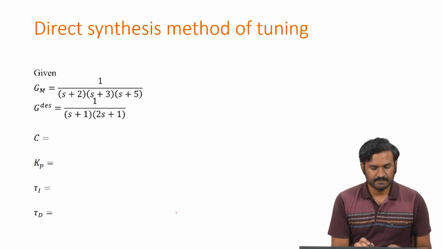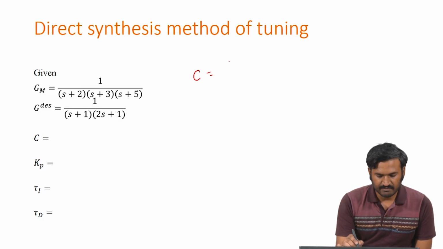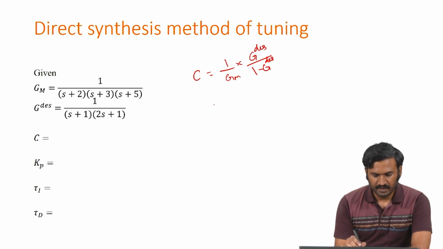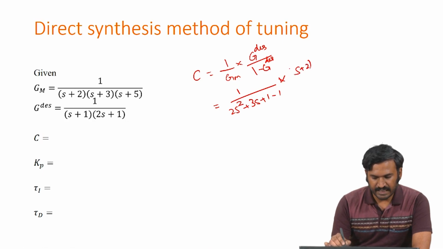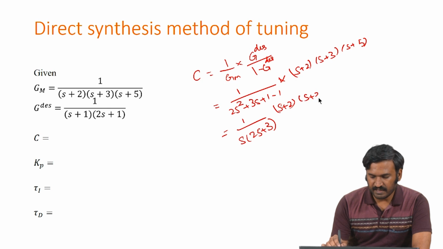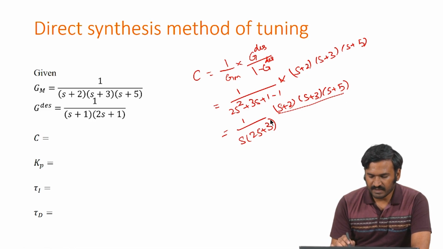This is another example which I can show by working out here. So let's say C is 1 by GM times G desired by 1 minus G desired. So that will be 1 by s into 2s square plus 3s plus 1 minus 1 times s plus 2 into s plus 3 into s plus 5. So that will be 1 by s into 2s plus 3 times s plus 2, s plus 3 and s plus 5. Now note this, we have a third order polynomial in the numerator, whereas a second order polynomial in the denominator.